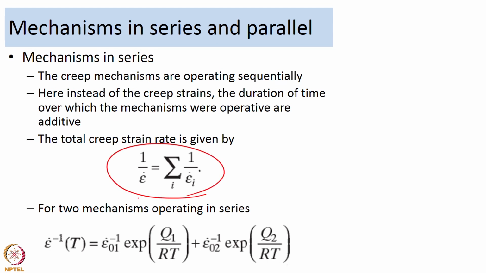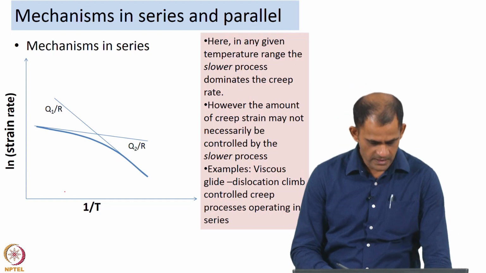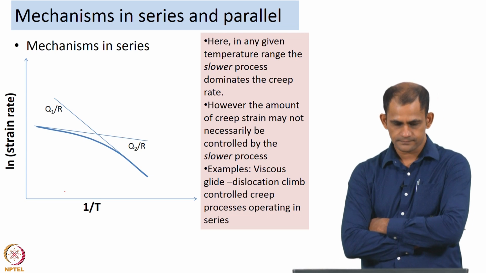The total creep strain rate is given by a harmonic mean. So, it is 1 over epsilon dot is equal to 1 over epsilon 1 dot plus 1 over epsilon 2 dot plus 1 over epsilon 3 dot and so on. And if you have only two mechanisms, then the equation would look something like that. For two mechanisms operating in series, this is how the equation would look. Now, let us look at the plot of ln of strain rate versus 1 over T.